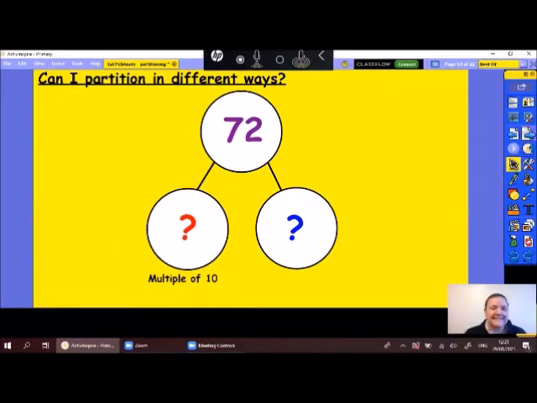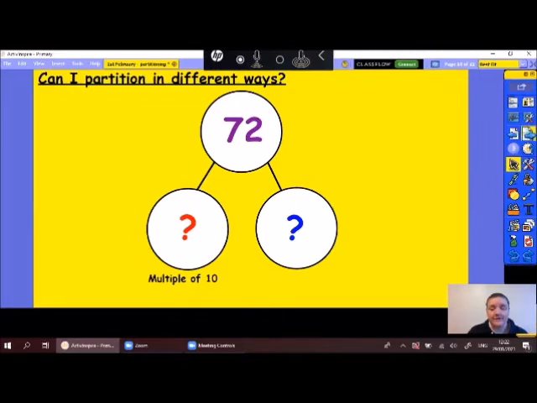But what if I put conditions on one of my parts? So I still want to make a total of 72, but this time I'm not giving you either number. But what I want you to do is to make sure that your red number here is a multiple of 10. So it must be a number in the 10 times table. Pause the video and see if you can find 3 different ways of doing this. So 3 sets of numbers, 3 red, 3 blue, that would make 72. But remember, the red one must be a multiple of 10.